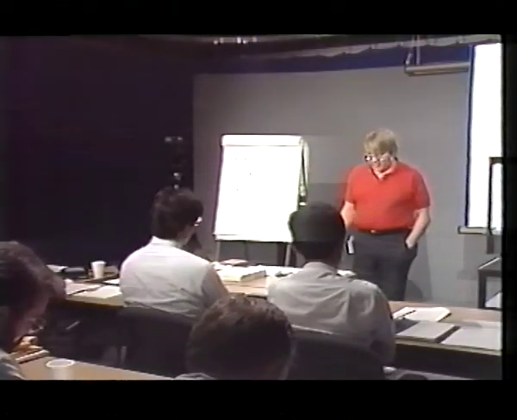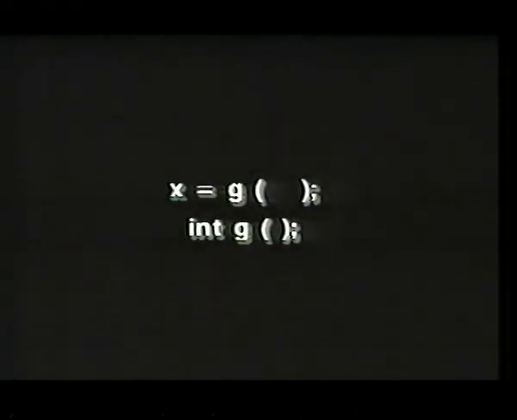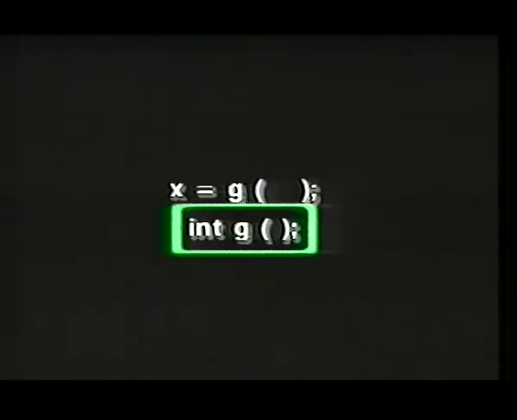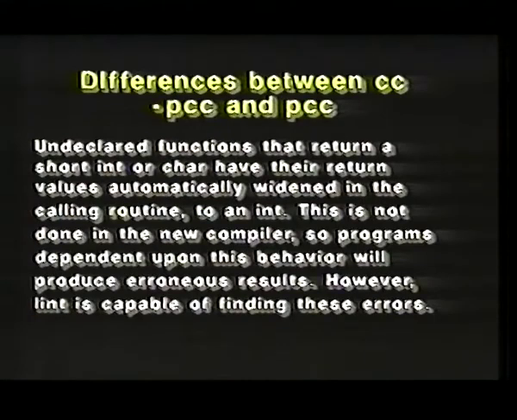Last major difference between PCC and PCC mode in the Convex C compiler is undeclared functions, X equals. Undeclared functions, such as if I just say X equals this without saying, say, int g, it declares the function g as returning int. If I don't do this, undeclared functions, if they return a short int or character, will automatically be widened to an int with the PCC compiler. And Convex C with -PCC, this is not the case. The only way to catch this is using lint. Lint will complain about this problem.